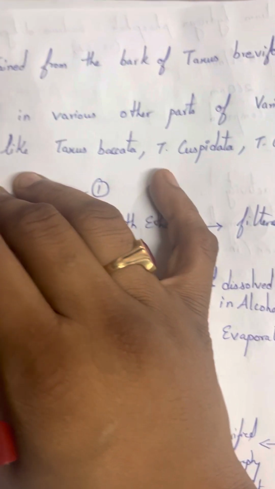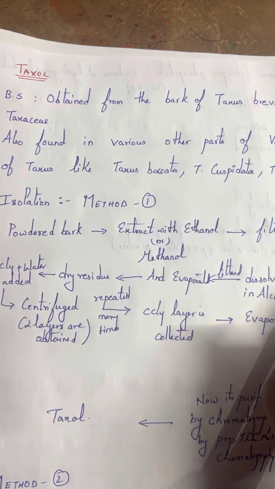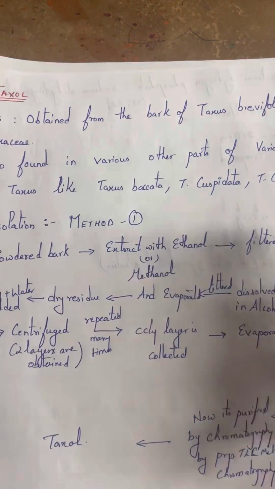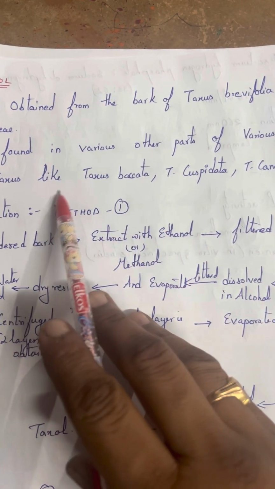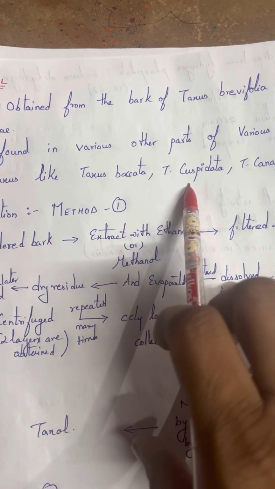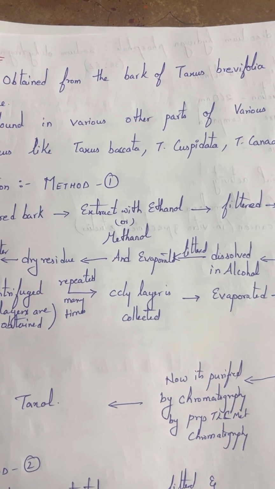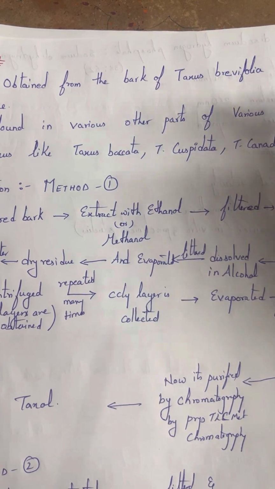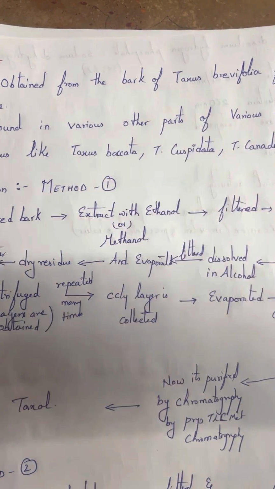It is obtained from the bark of Taxus brevifolia belonging to the family Taxaceae. It is also found in various other species of Taxus, like Taxus baccata, Taxus cuspidata, Taxus canadensis, etc., and in various other parts like leaves, flowers, and fruits. From those parts and species, Taxol can also be obtained.